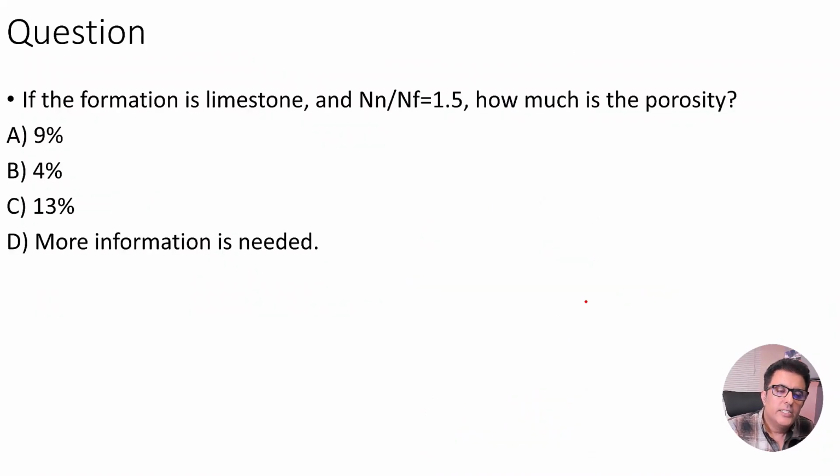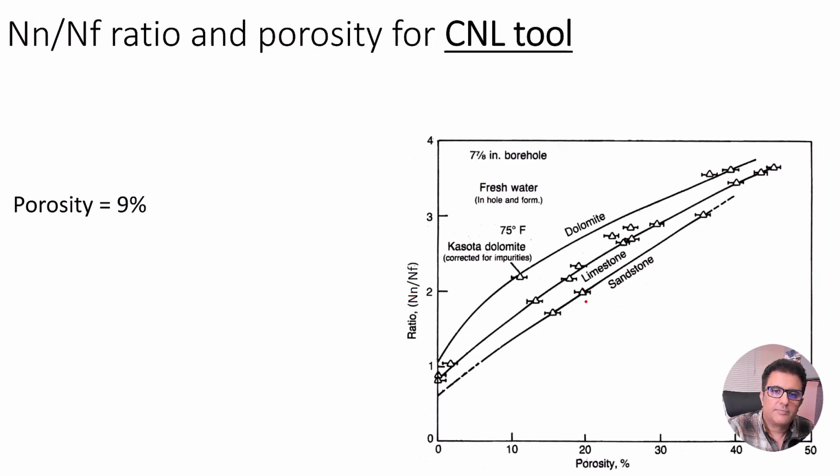So now let me pose a question. If the formation is limestone and Nn over Nf is 1.5, how much is the porosity? The porosity is 9%.